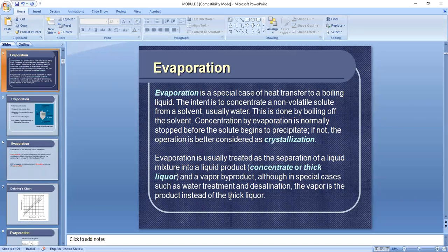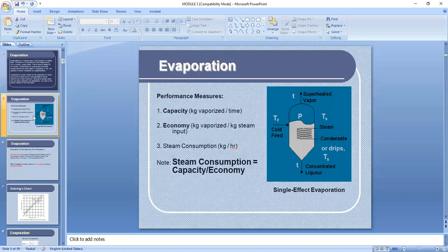So in the case of water treatment and desalination, it's not the concentrated part of the feed that we're interested in, but rather it is the vapor. So simply put, when we speak of evaporation, the primary objective is concentrating the solution. Now, here we have the performance measures as well, and we have the capacity of the unit or your evaporator, and that is measured in terms of kilograms of water vaporized or evaporated per unit time. So that speaks of the capacity of your evaporator.